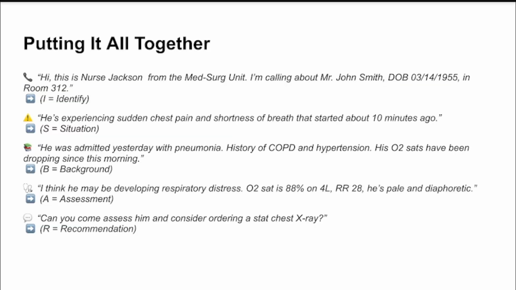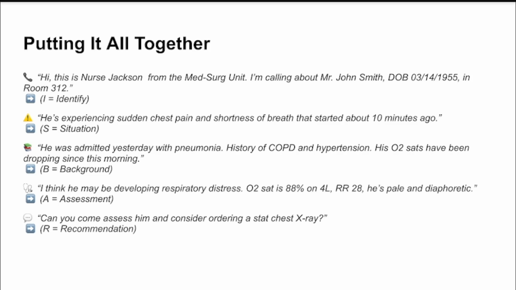All right, so now let's put all of this together. As if we were calling a provider, this is how our SBAR would look. Hi, this is Nurse Jackson from the Med-Surg unit. I'm calling about Mr. John Smith, date of birth 3/14/1955, in room 312. He's experiencing sudden chest pain and shortness of breath that started about 10 minutes ago. He was admitted yesterday with pneumonia, history of COPD, and hypertension. His O2 stats have been dropping since this morning.